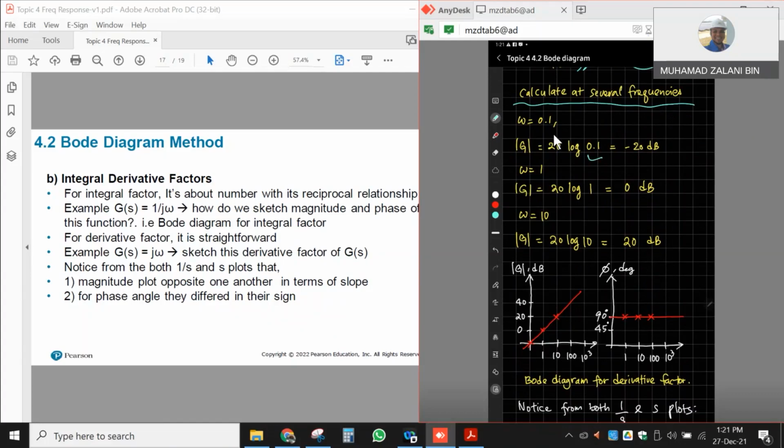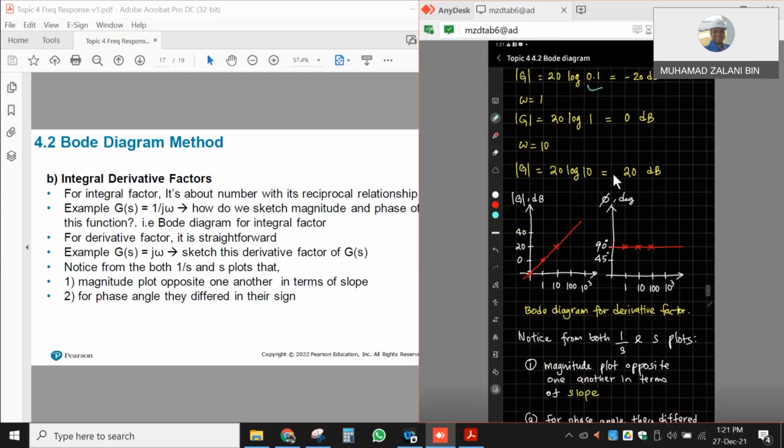Okay, substitute 0.1 here, then we get negative 20 decibel. So for the magnitude at omega equals 1, we get 0 decibel. And further, as the frequency increases to 10, then the magnitude G equals 20 log 10, then we get 20 decibel. So when you see this, you should start from negative 20. Suppose that somewhere around here is negative 20 decibel.